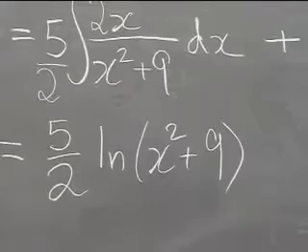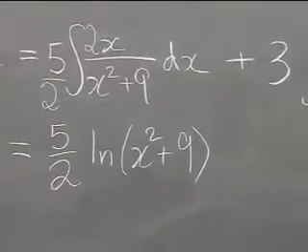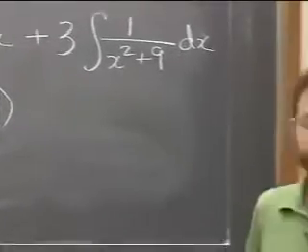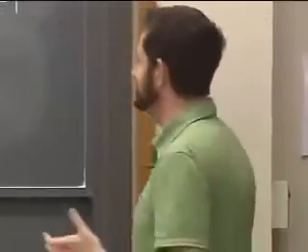Why did I not use absolute values? I could have, but why did I not need to? Yeah, x squared plus 9 is always positive. So it's not a mistake to put the absolute values. It's just more classy not to.